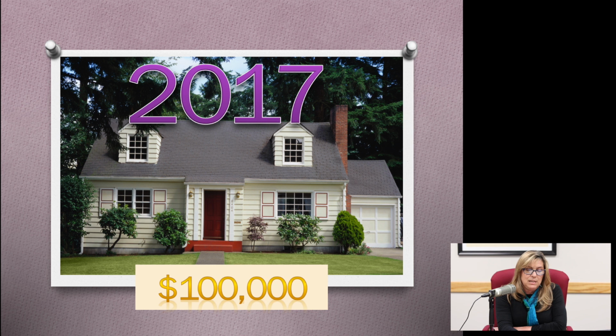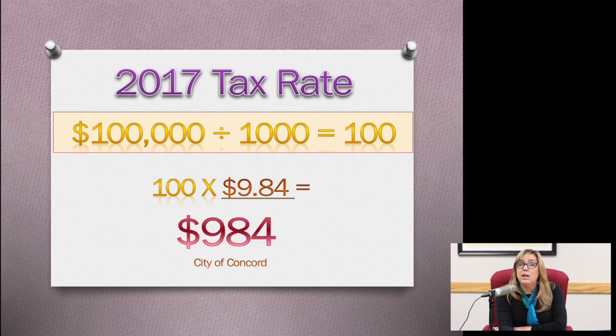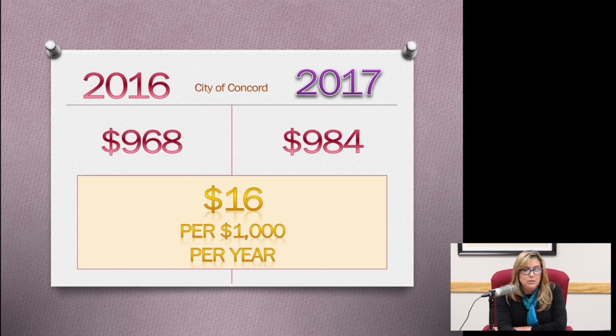Here's our little house, and now it's 2017. And in 2017, our $100,000 house, the tax rate is $9.84 per thousand. So when we look at this, our $100,000 house divided by 1,000, so multiplied by 100, times $9.84 makes a tax of $984. So let's look at these two side by side. $968 versus $984. That's $16 from one year to the next. And that's a per year cost.